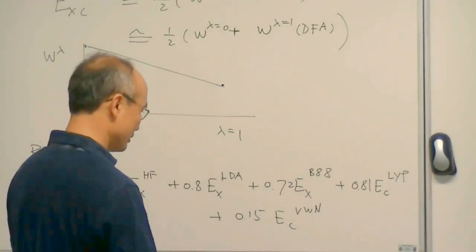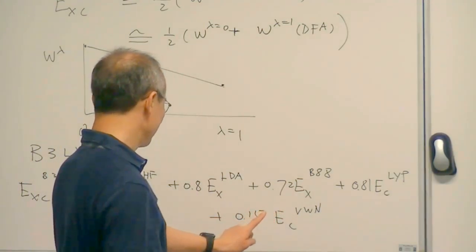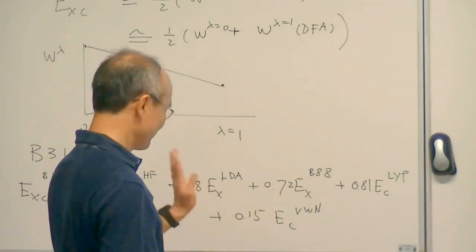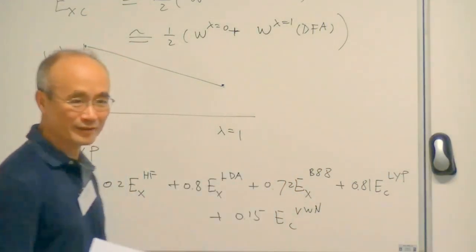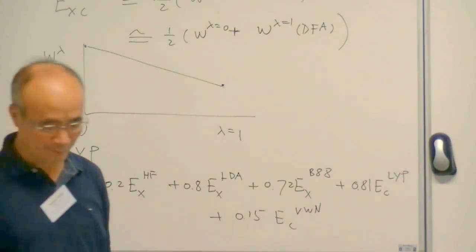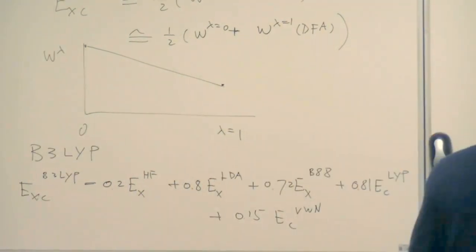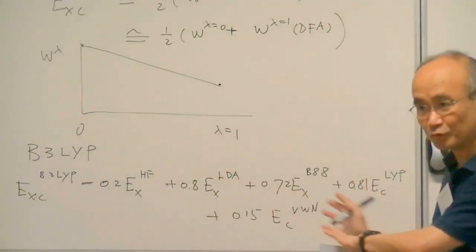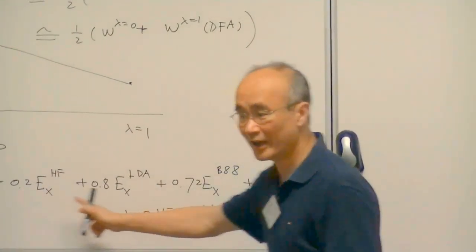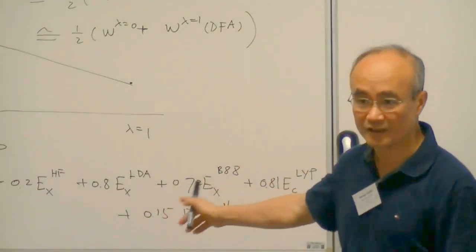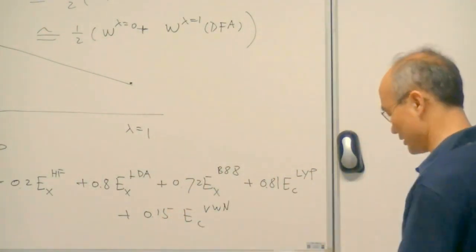Maybe I have a mistake here. I have to check. In my notes, this was a note I didn't check carefully. So the coefficients maybe I'll provide later on. What is the number of coefficients? It looks like some problem. But anyway, it's a mixture of different components, most importantly 20% Hartree-Fock, and then a mixture of different exchange by LDA and GGA for correlation and exchange energy.